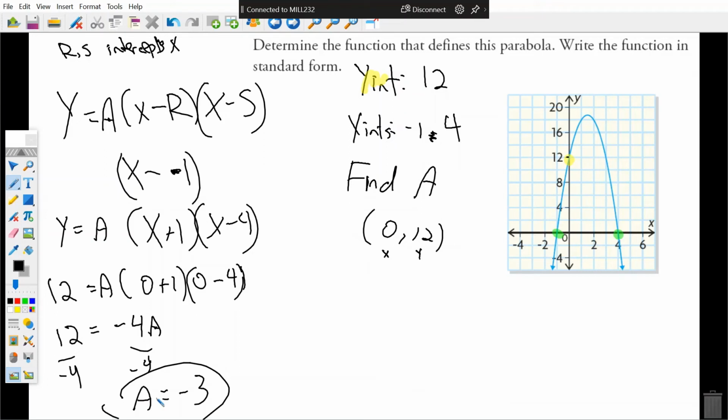So now we have the value of a. Okay? The goal of this question is to write in standard form, which, if you remember, is y equals ax squared plus bx plus c. Okay? We know what c is. C is the y-intercept. We know what a is. A is negative 3. We have to find b. Finding b is our last step.